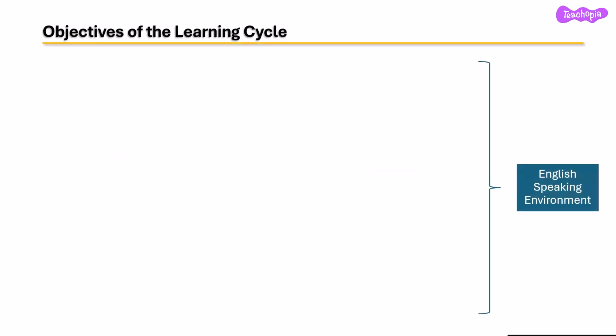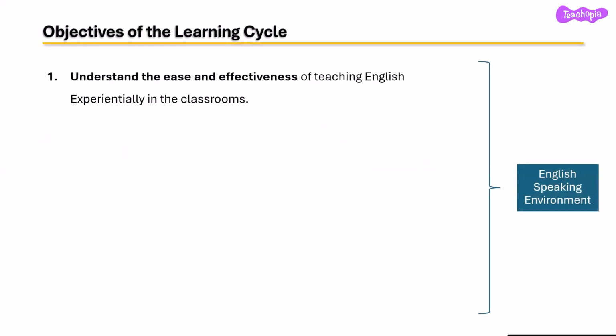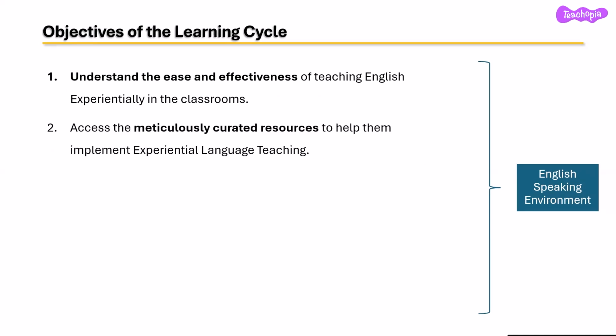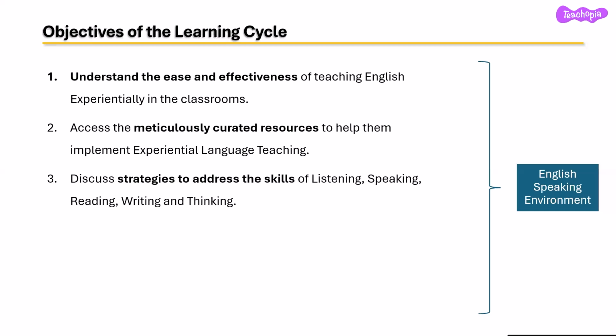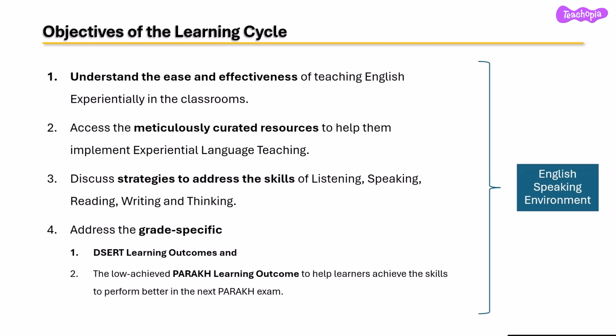So to start with, we will start with the objectives of the learning cycle. The first objective is to understand the ease and effectiveness of teaching English experientially in the classrooms, to access meticulously curated resources, and to help them implement experiential language teaching. Discuss strategies to address the skills of listening, speaking, reading, writing, and thinking. And lastly, to address the grade-specific DSCRT learning outcomes and the low-achieved PARAC learning outcomes to help learners achieve the skills to perform better in the next PARAC exam.